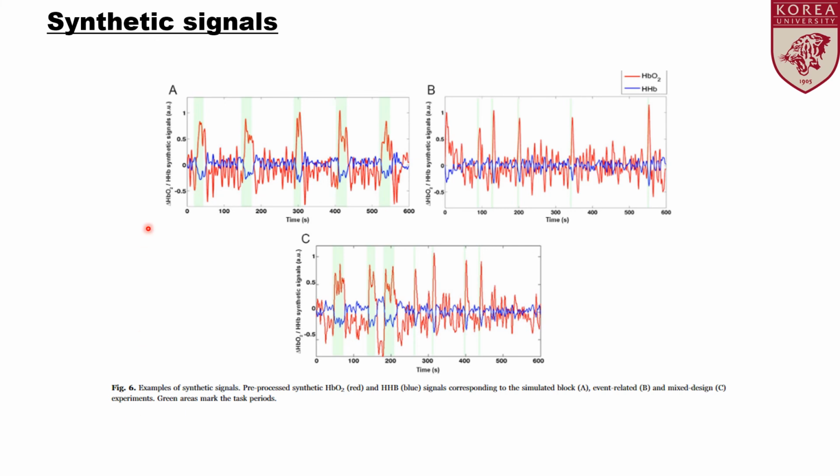Here we can see the synthetic data they generated to validate their algorithm. In figure A, we can see the block design synthetic data they generated. In figure B, we can see the event related synthetic data, and in figure C, we can see the mixed design synthetic data. Like in this, we can see the blocks as well as the events.